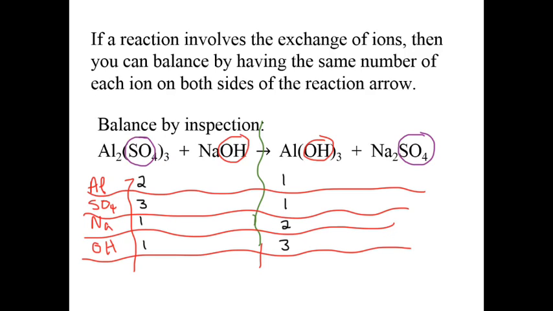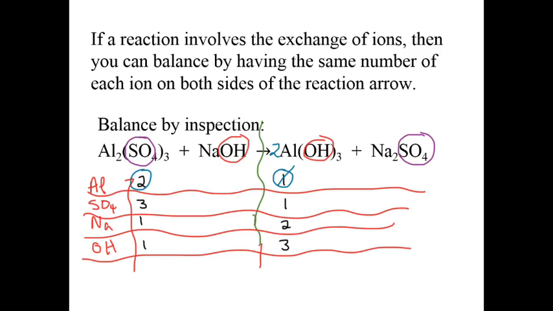Alright, so I don't see anything glaring to wait until the end, so let's just go ahead and plug our way, starting at the beginning here. If I want to balance my aluminums first, I notice that I need to put a 2 here to get my 2 aluminums.